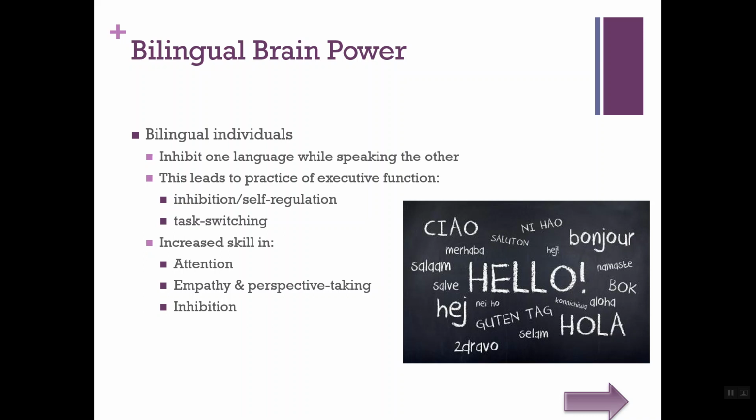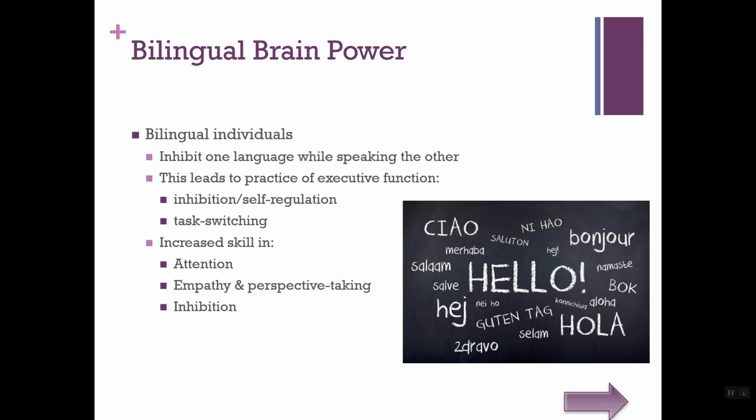People who have this bilingual or multilingual ability also tend to have better attention skills, better empathy and perspective taking. And we think this is due to being able to switch back and forth between these languages and understand people a little bit better from different perspectives, and inhibition, right? Self-regulation. So this can translate to other tasks and other areas of their life.